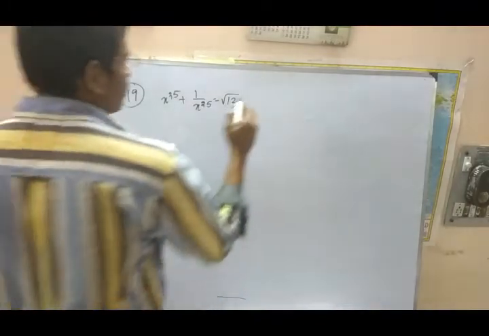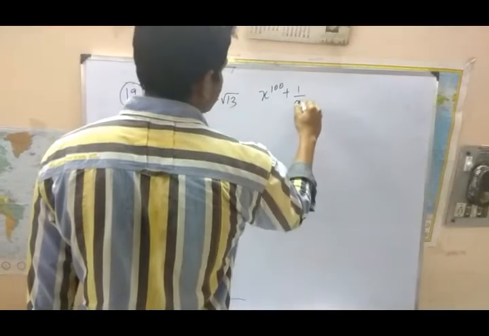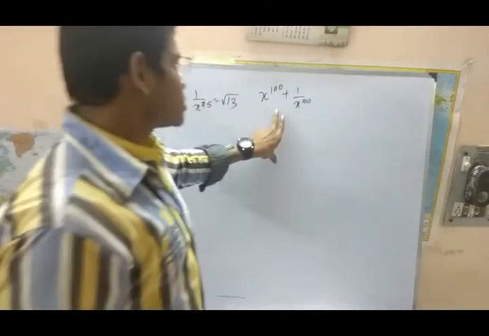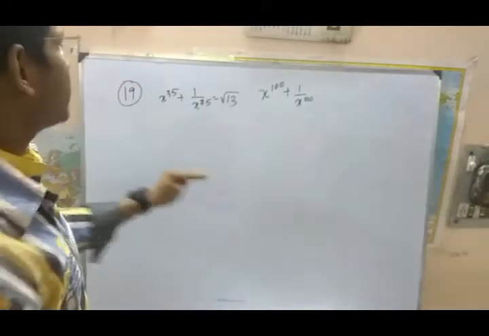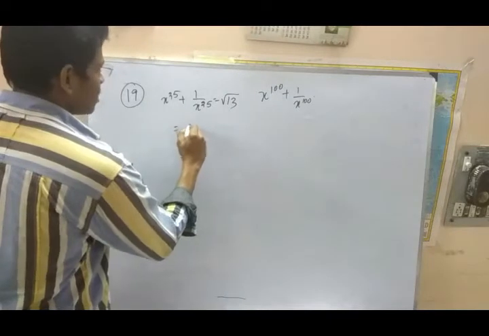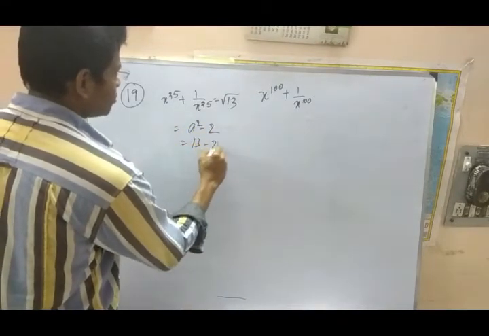And they asked us to find x power 100 plus 1 by x power 100. This is the given question. We will do it directly, as this is the same thing which we have done in the last question. What do we need to do? a square minus 2. What is a square? 13. 13 minus 2, 11.